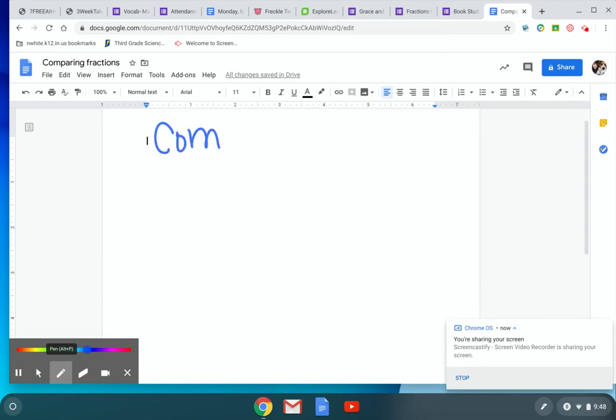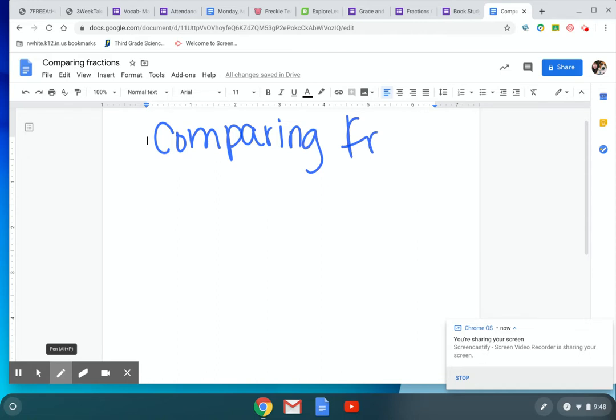Hi guys, we're going to be talking about comparing fractions, okay? Now what that means is we're basically going to see which fractions are bigger than other fractions, all right? Or if they are equal to each other. Now you can easily do this by drawing a picture.